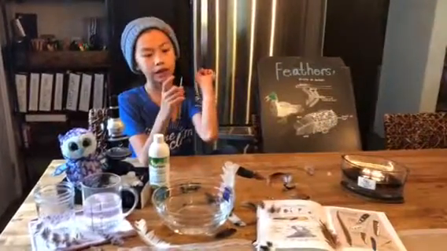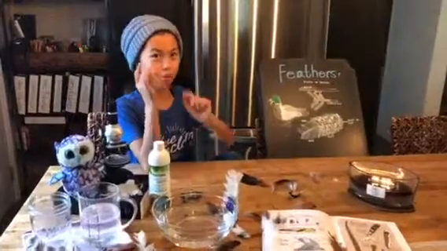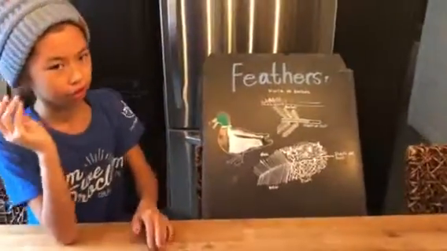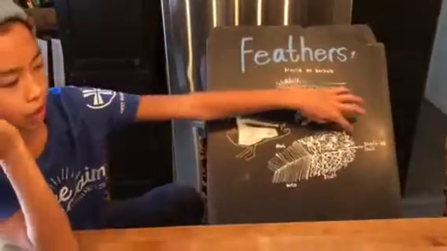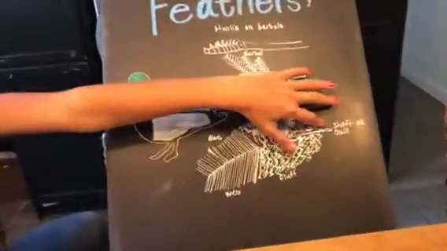Today, we are going to get to the point about feathers. So there are 3 different parts of a feather. Number 1, the shaft or quill, which is located at the very bottom.